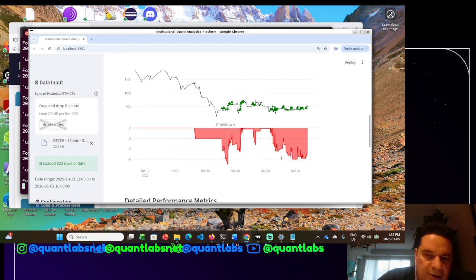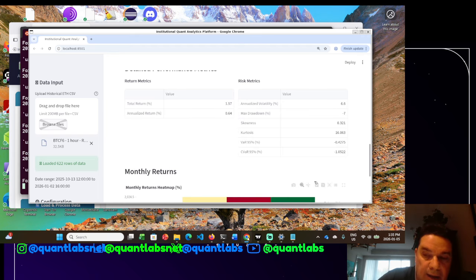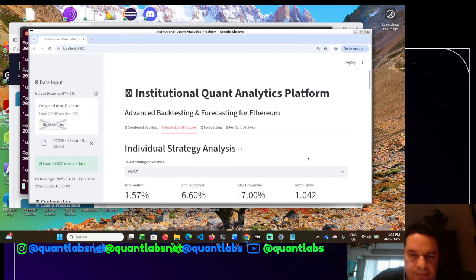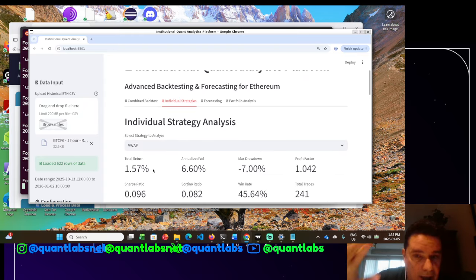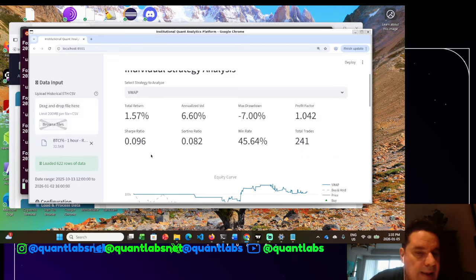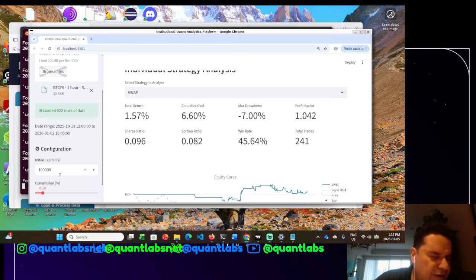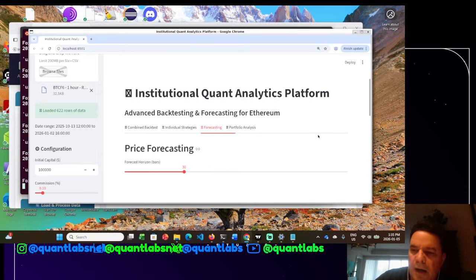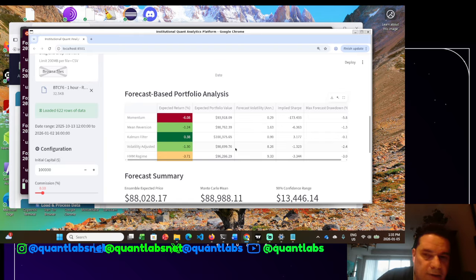Okay, so the drawdown's not bad. All the standard metrics for your portfolio for your Bitcoin. So that's this on an individual level on this type of strategy. And again, we have all the configuration parameters I mentioned earlier as well. Now we can do the forecasting. Let's see if we can do that. So it's already done it.